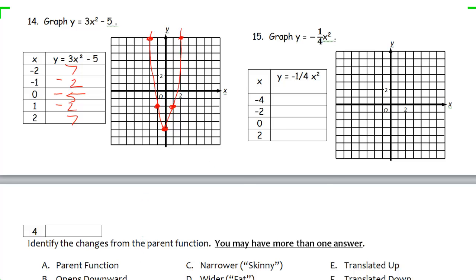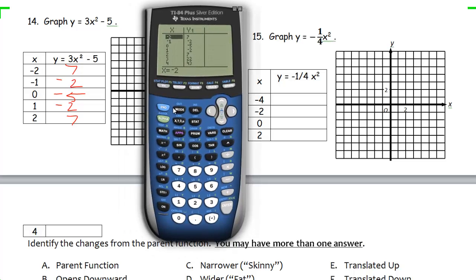And I can do the same thing with the second function. I'll go back to my y equals. I'll hit the clear key. I'm going to put this in as a stacked fraction, so I'm just going to go ahead and put a minus. Then I hit alpha y equals, enter. That'll give me the stacked fraction. 1 up top, 4 in the bottom. I plug in x squared.